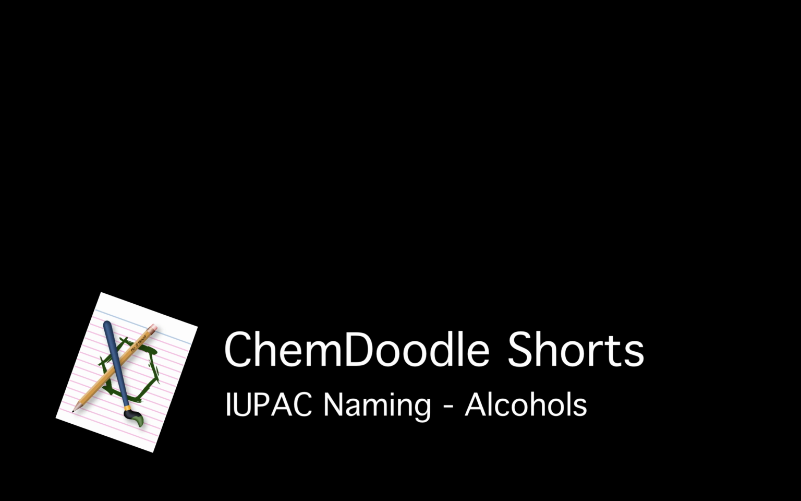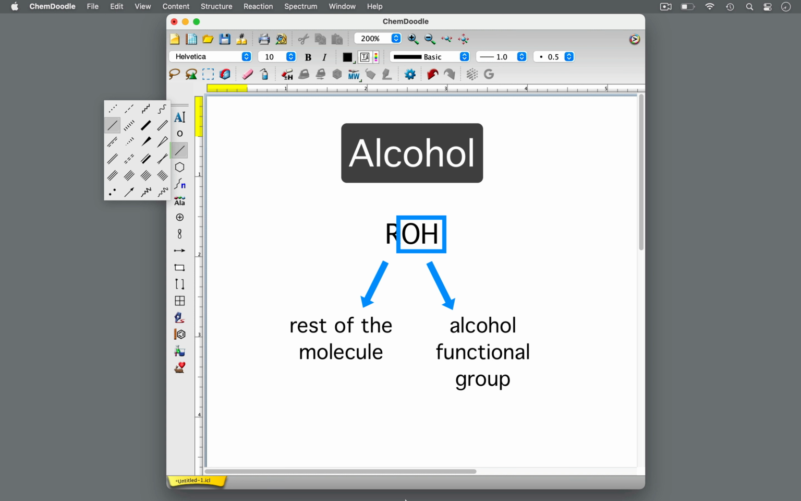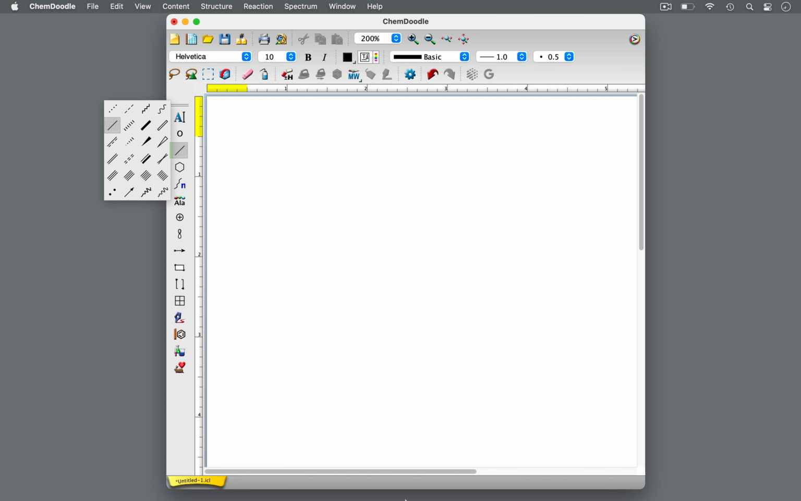Let's learn about IUPAC naming of alcohols. Alcohols are organic compounds consisting of a hydroxyl OH functional group. They have a general formula of ROH, where R represents the rest of the molecule, and OH is the alcohol functional group. IUPAC nomenclature is a robust and unambiguous method of naming chemical compounds.